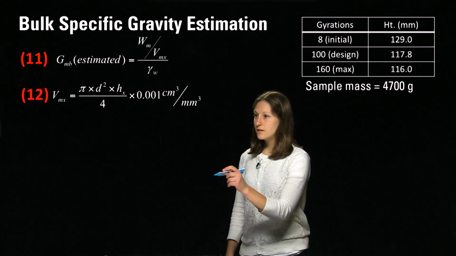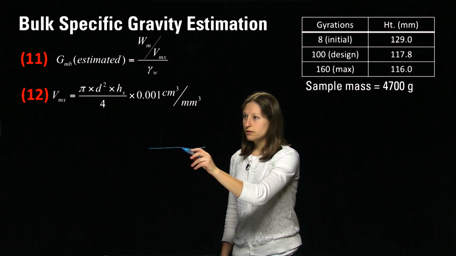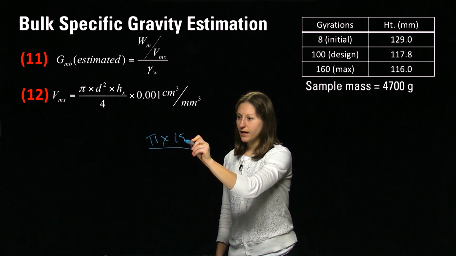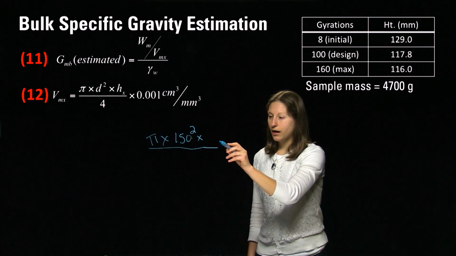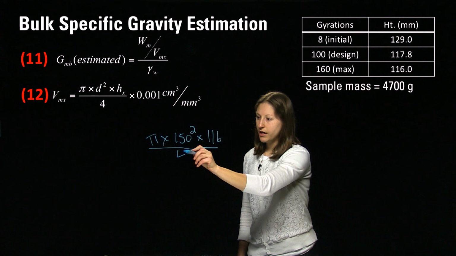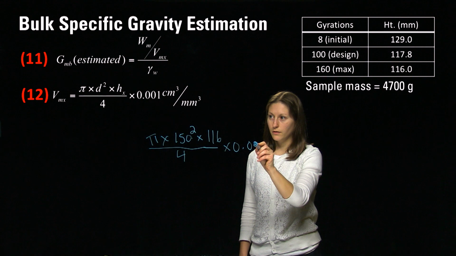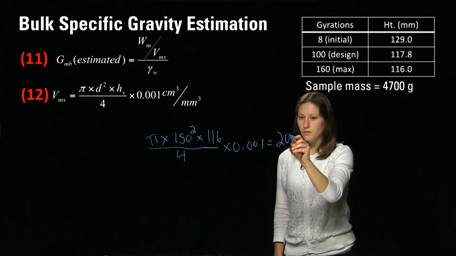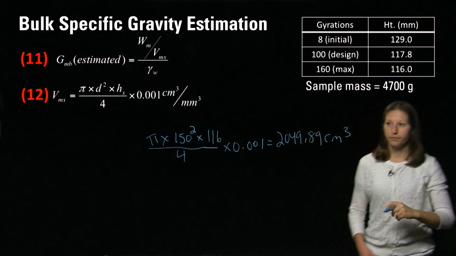First, we need to calculate our estimated volume. We'll do this at N max again. So here we have pi times our diameter, which is fixed at 150. And we multiply that by our height, which at N max is 116. We divide by 4 and then multiply by a unit conversion factor, which gives us a volume of 2049.89 cubic centimeters.